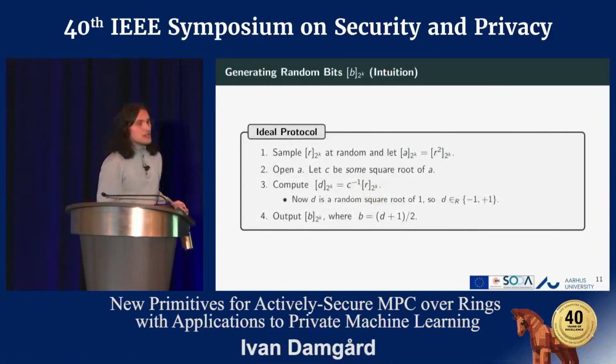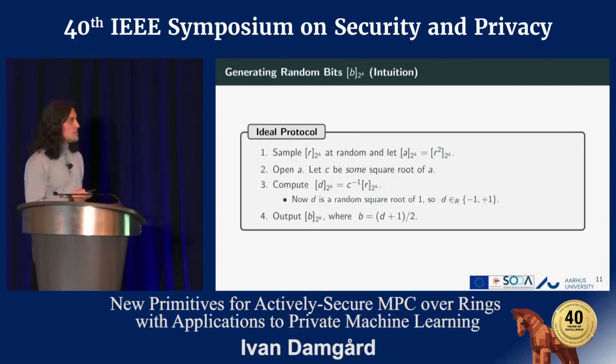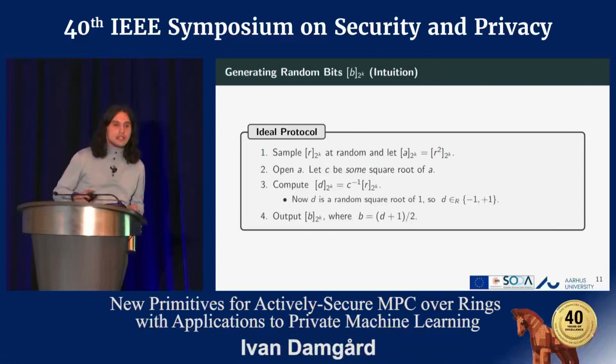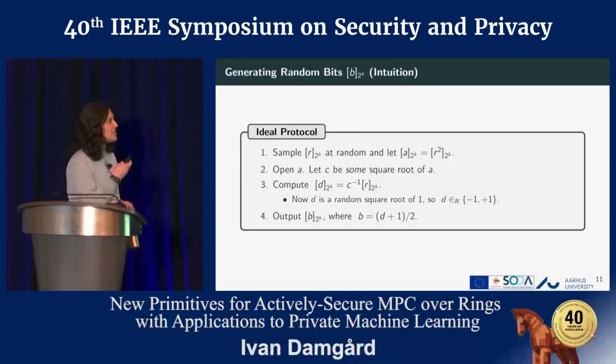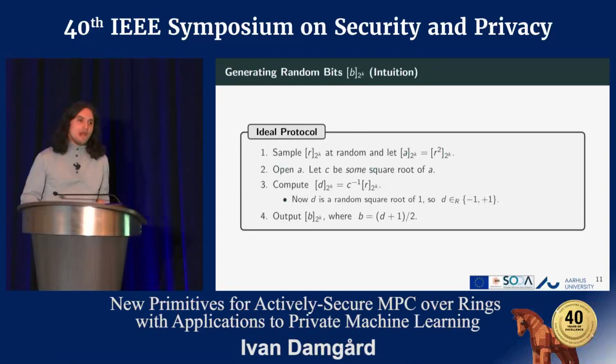So let's begin with generation of random bits. Super important primitive again. Once you get this primitive to work, pretty much all the other primitives follow relatively directly from the generation of bits. So this is not the actual protocol. This is the ideal protocol. This is how you would like this protocol to look, or more precisely, how it has been done before.